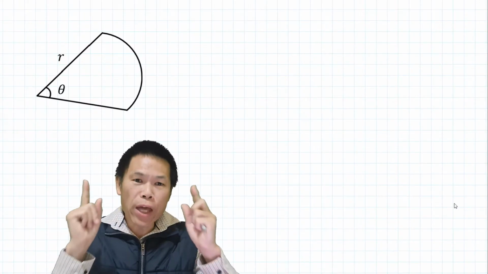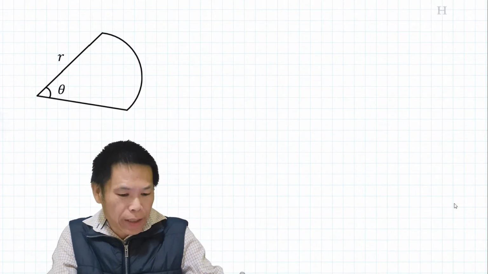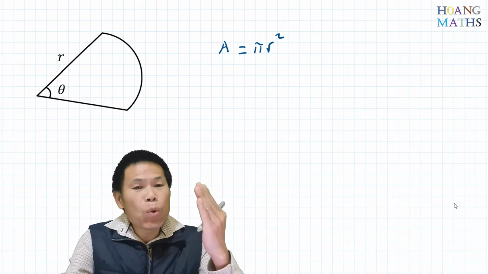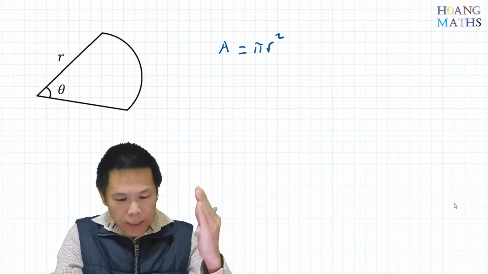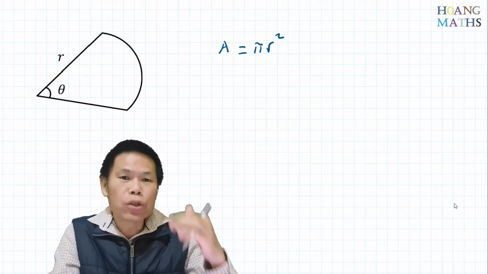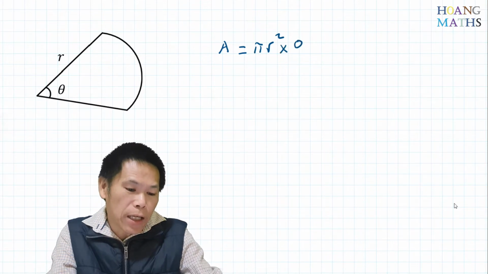First of all, we know the area of a circle is pi r squared. So let me write this down: area of a circle is pi r squared. But then if we want to work out the area of a sector, let's say this sector here with an angle of theta degrees, to work out this area we just multiply by theta out of 360 degrees.